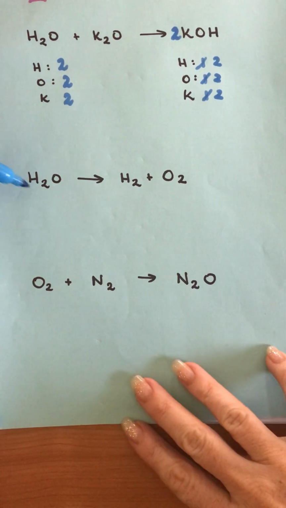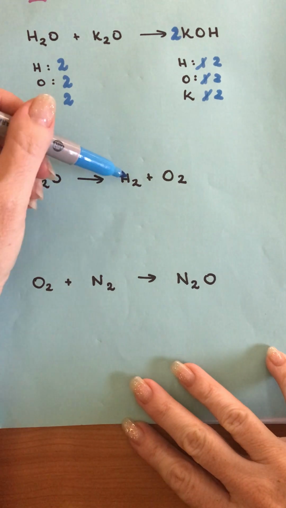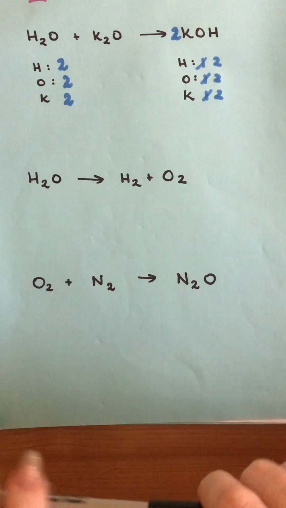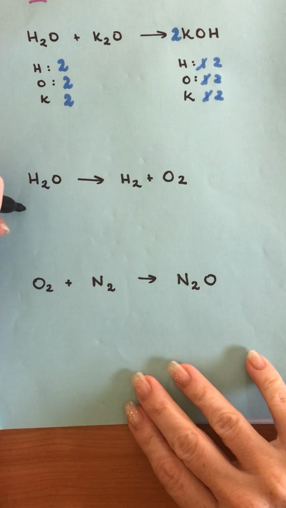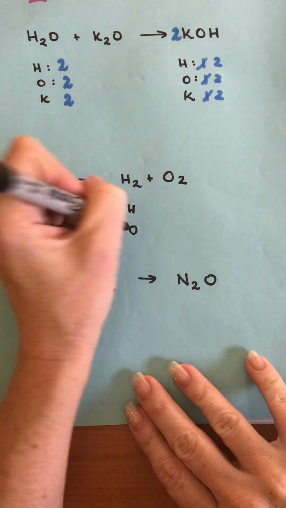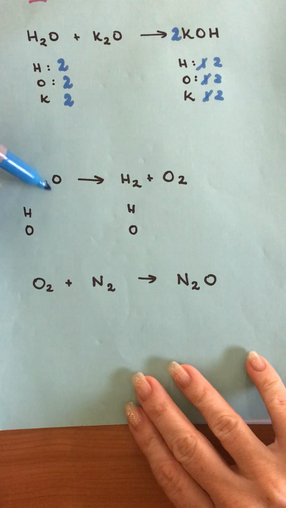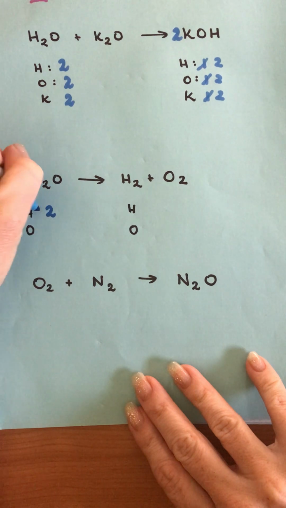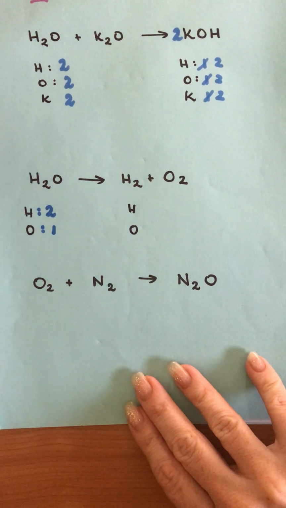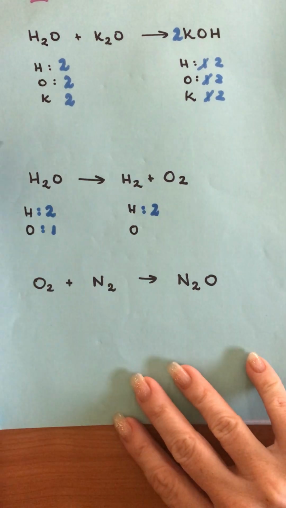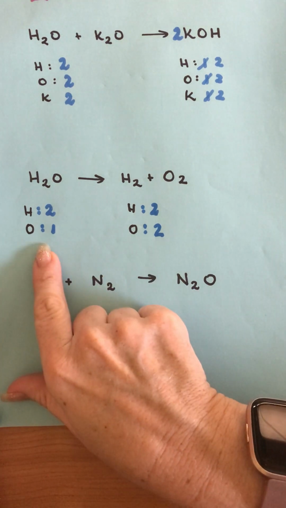On to question 2 here. I've got H2O goes to H2 plus O2. So I want to write down what types of atoms I have. So for my reactants, I've got hydrogen and oxygen. For my products, hydrogen and oxygen. Counting how many atoms I've got. So I've got 2 hydrogen atoms and I've got 1 oxygen atom. For my products, I've got 2 hydrogen atoms and I've got 2 oxygen atoms. So I don't have enough oxygen on this side.